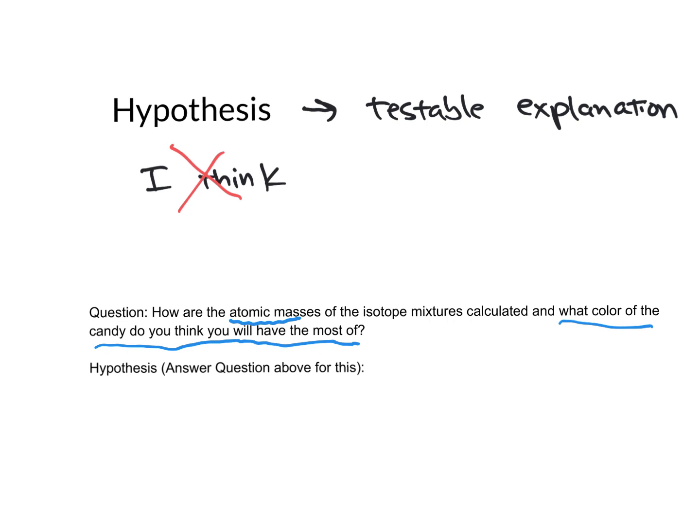So a good hypothesis for this might be an explanation like blue will have the most, and because it is the most abundant, it will affect the mass the most. All right? That is a possible explanation. You're looking for an answer to that question. So go ahead and fill out a possible hypothesis.